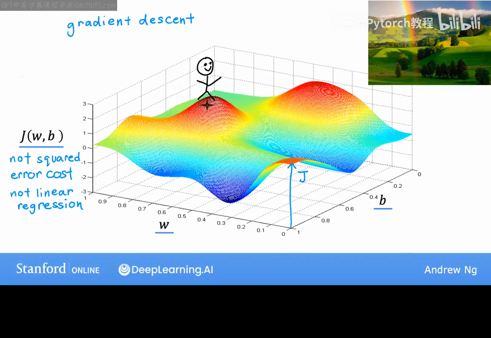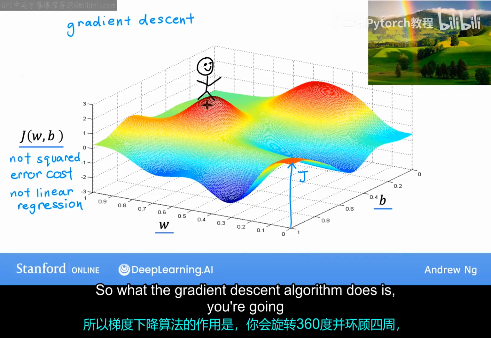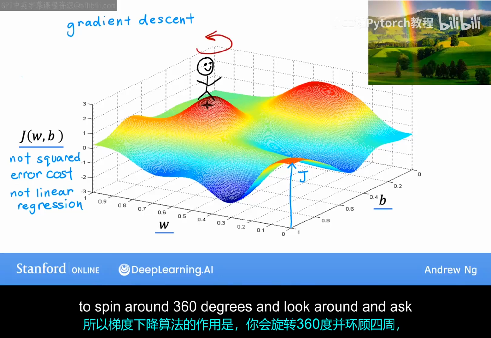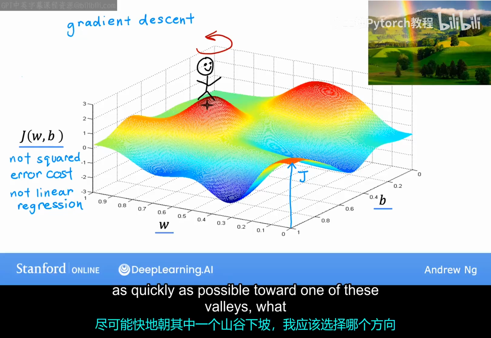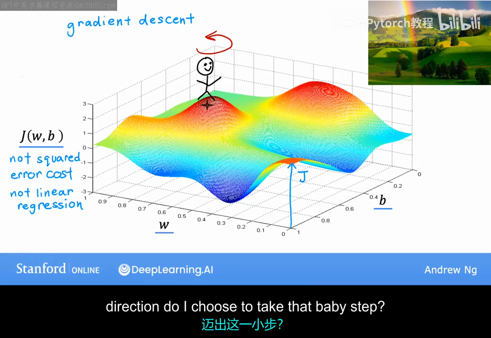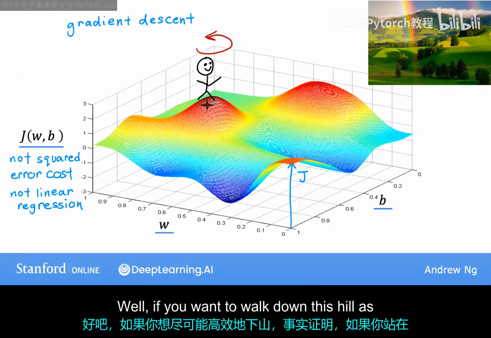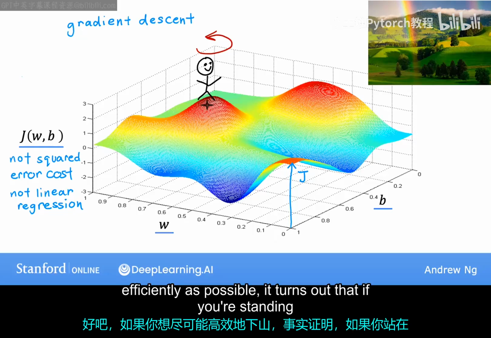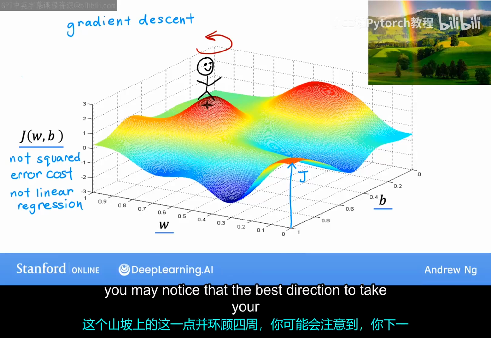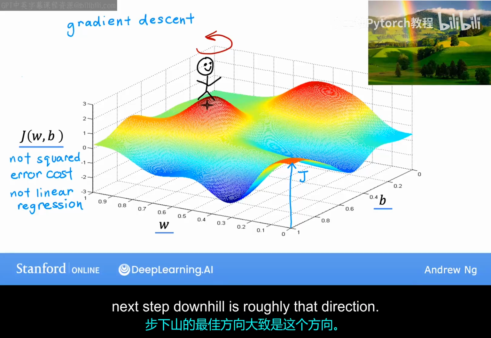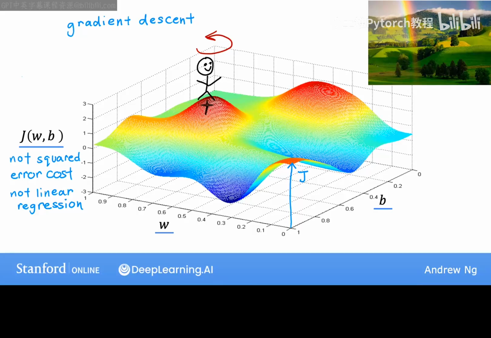So what the gradient descent algorithm does is you're going to spin around 360 degrees and look around and ask yourself, if I were to take a tiny little baby step in one direction, and I want to go downhill as quickly as possible toward one of these valleys, what direction do I choose to take that baby step? Well, if you want to walk down this hill as efficiently as possible, it turns out that if you're standing at this point in the hill and you look around, you may notice that the best direction to take your next step downhill is roughly that direction.